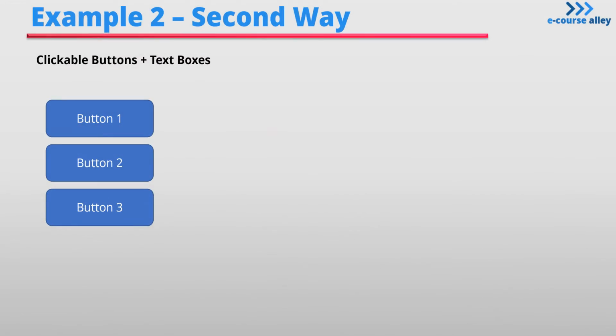Okay, so now I'll show you how you can set up the same example with clickable buttons and text boxes so that you can click on any button in any order like this. So when I click here, here, and here, I can go back to button 2, I can go back to button 1, and you can see the text boxes are changing at the same time. Okay, so this is how you can do this.